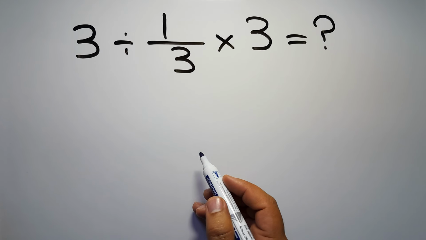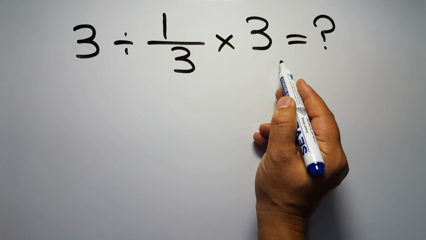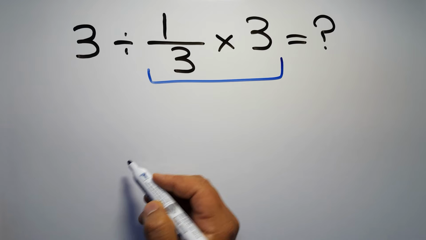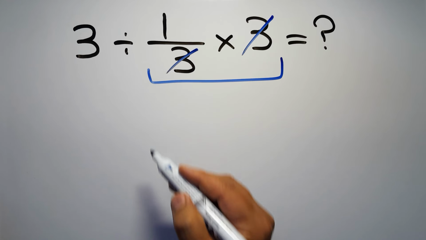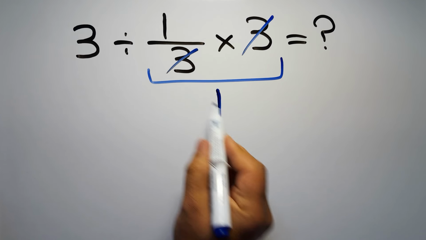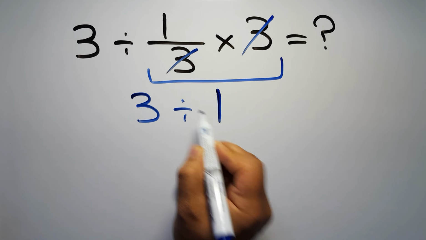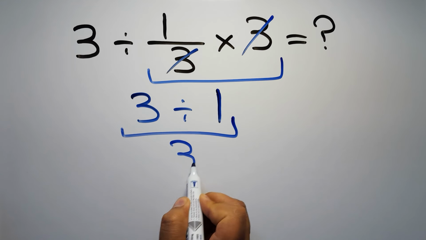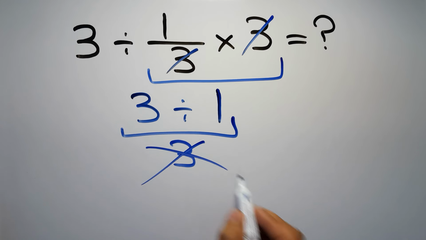First, we do this multiplication: 1 over 3 times 3. We can easily cancel this 3 and this 3, so we have just 1. And 3 divided by 1 gives us 3. But this answer is not correct.